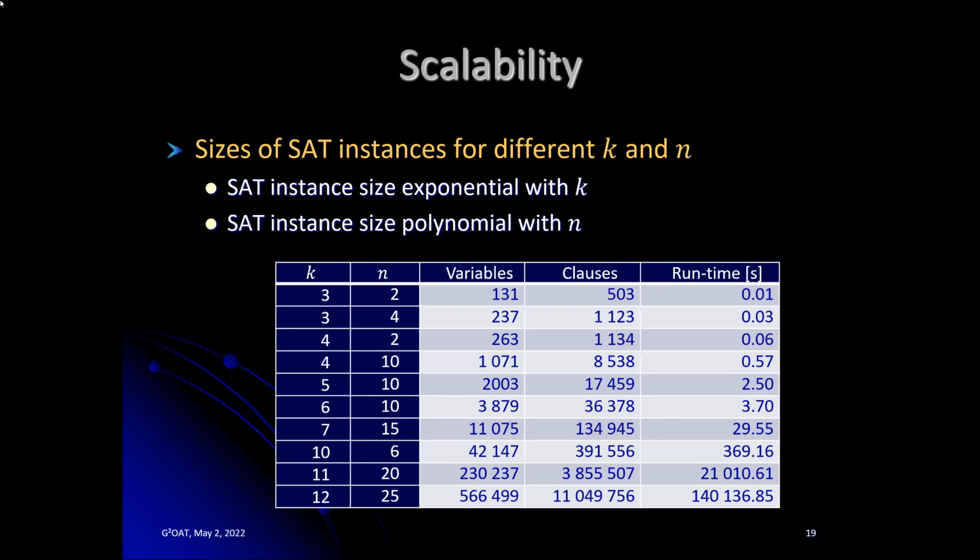Okay, accomplished for small functions only. So this is for k, where k is the number of inputs, and n is the number of nodes. As I said, the SAT instance size is exponential with k, with the number of inputs, and polynomial with the number of nodes, probably something like quadratic.